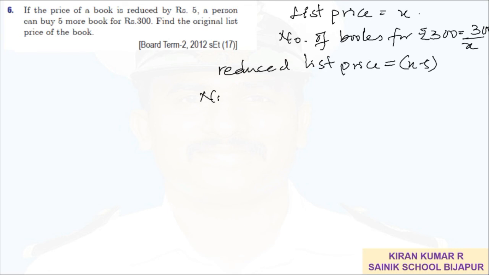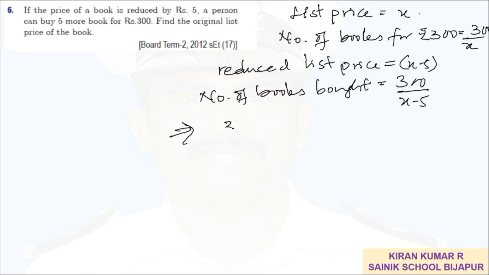So the number of books bought will become 300 divided by x minus 5. Now the difference, according to the condition, 300 divided by x minus 5 minus 300 divided by x will be equal to 5. This has to be simplified.